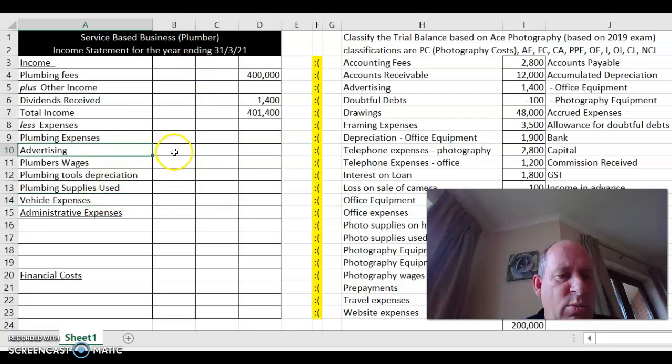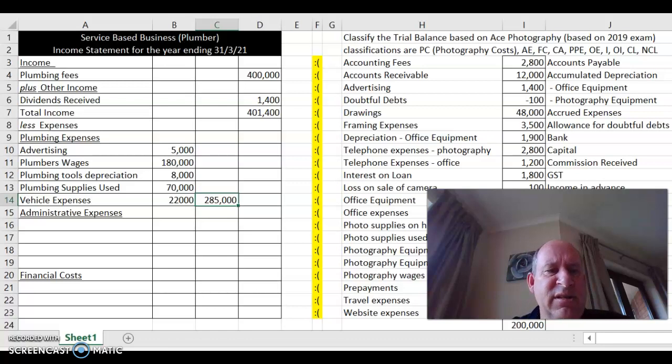So once you've got all of those in, we put all the figures in the first column and the total in the second. Just press pause while you get those in. With the vehicle expenses, vehicle could be plumbing expenses or they could be administrative. What you've really got to do is think about the business and will they need that vehicle for running their business, or will they need that for the administration? So normally vehicle expenses will go under plumbing expenses.